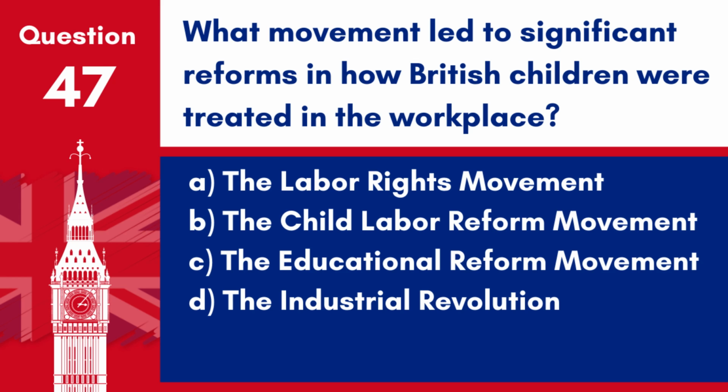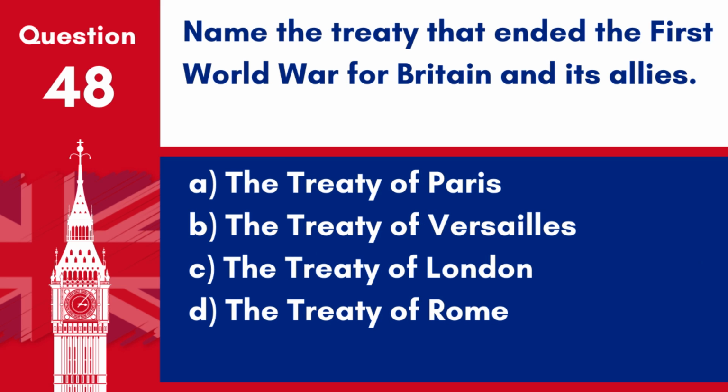Question 47. What movement led to significant reforms in how British children were treated in the workplace? A. The Labour Rights Movement. B. The Child Labour Reform Movement. C. The Educational Reform Movement. D. The Industrial Revolution. Answer. B. The Child Labour Reform Movement. This movement, particularly active during the 19th century, led to significant reforms and regulations that reduced the exploitation of children in the workplace.